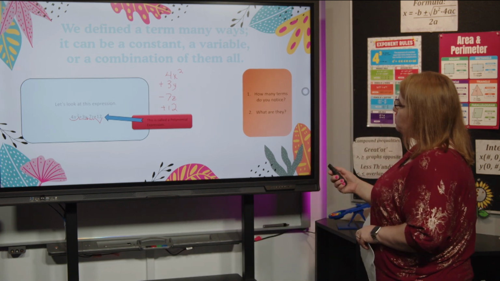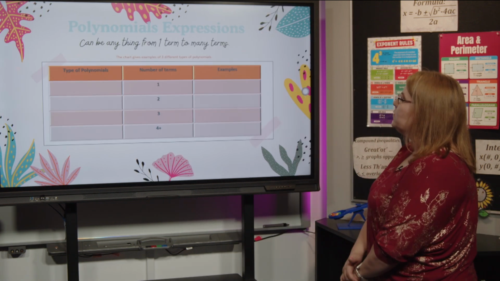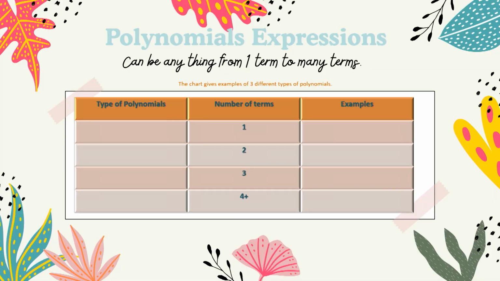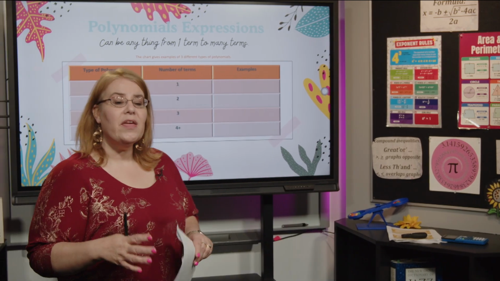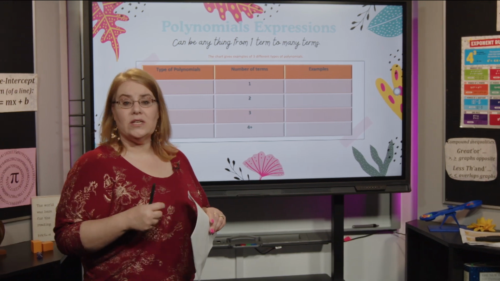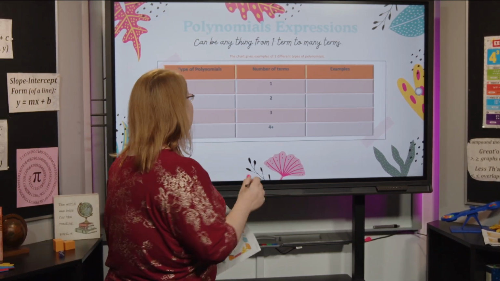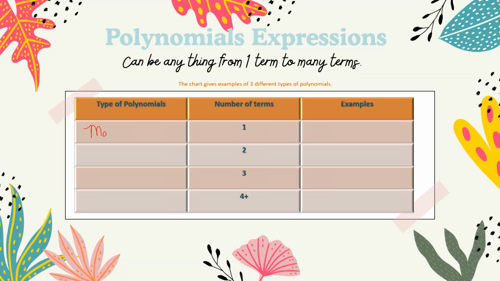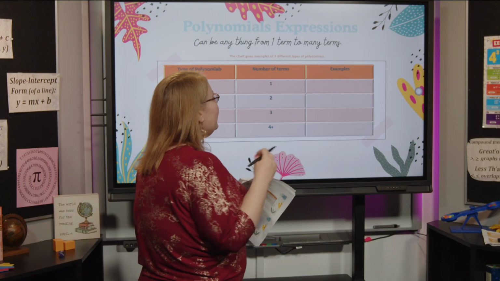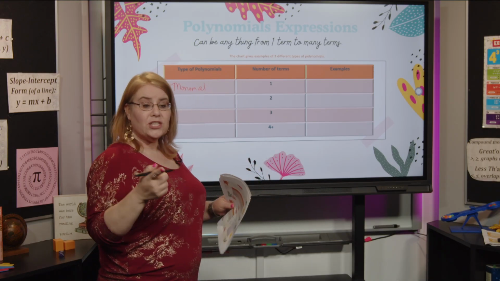So let's see. It says polynomial expressions can be anything from one term to many terms. The chart gives examples of three different types of polynomials. Now, if I have one term, there is a specific name for one term. It's called a monomial. So let me show you what that looks like. It's M-O-N-O-M-I-A-L, monomial. Let me make sure I spoke that right. Yes.